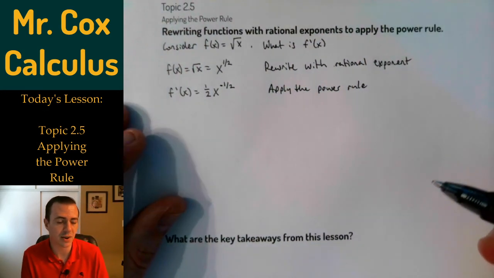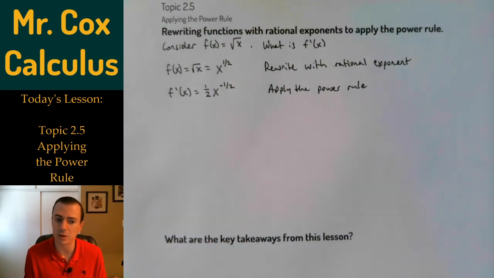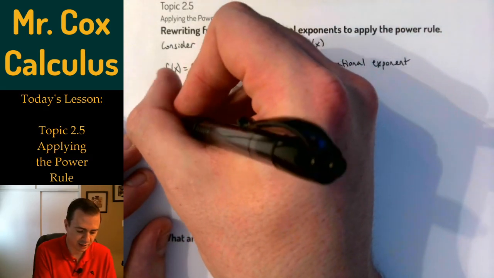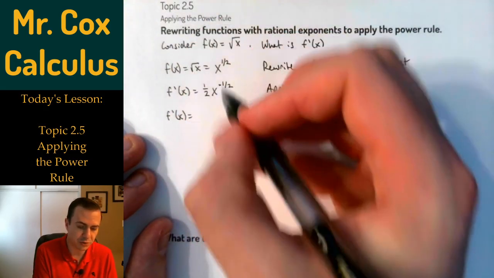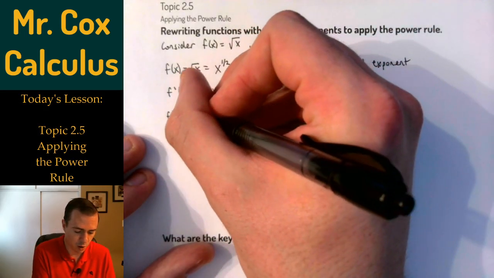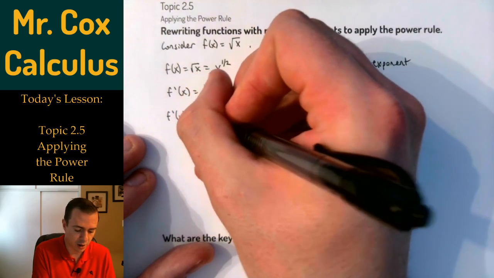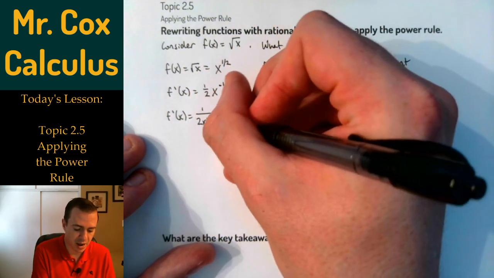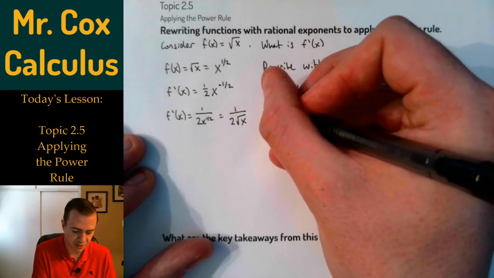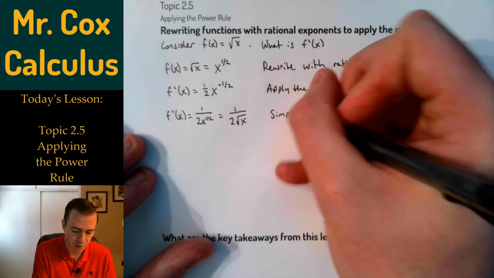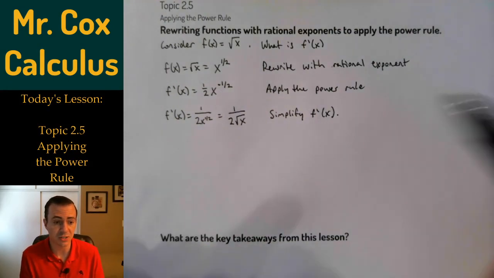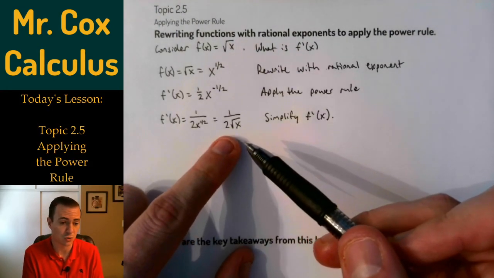And then, like what we saw in the previous video with negative exponents, I need to do a little bit of cleanup after this process happens. So f prime of x is equal to, well, this negative exponent is going to send it down to the denominator. So this is 1 over 2 x to the 1/2, which I can then rewrite as 1 over 2 square roots of x. So my last step was to simplify f prime of x, and I can do that with any derivative. So there's the derivative of the square root of x. It's 1 over 2 square roots of x.